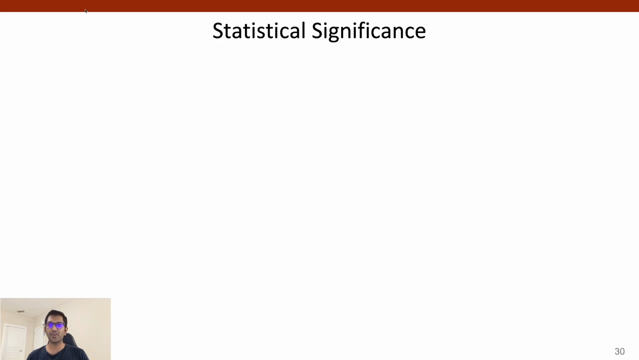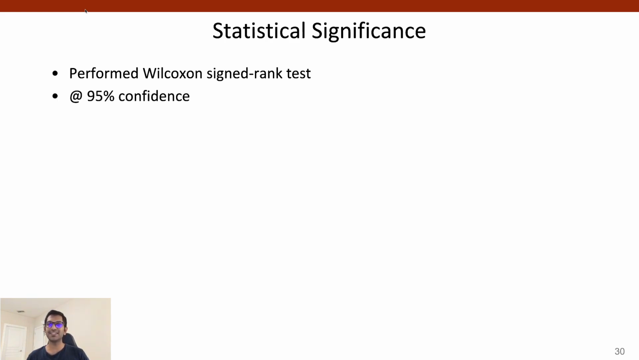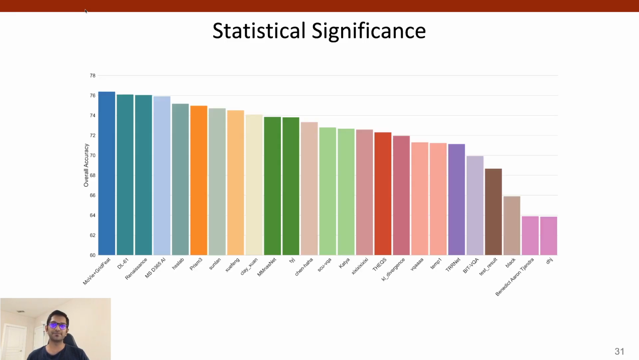In order to find whether the performance of teams are statistically significantly different from one another, we performed Wilcoxon signed-rank test, which is a non-parametric version of the paired t-test. It tests the null hypothesis that whether two related paired samples come from the same distribution or not. We tested this for 95% confidence. This plot shows groups of teams that are statistically similar in same colors. We found that the winner team is statistically significantly better than the runner-ups.